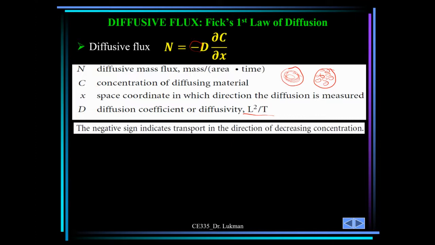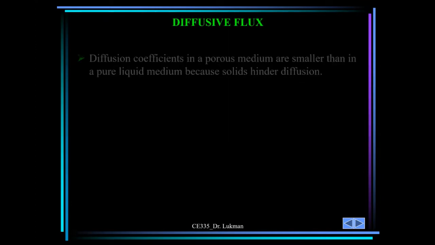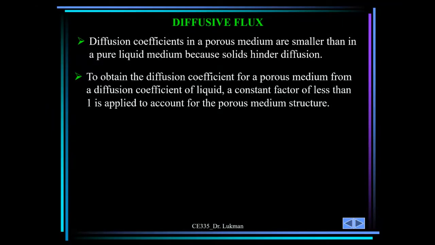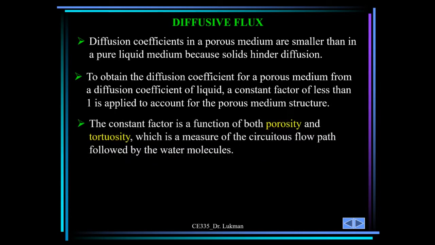So that's why we're saying that the diffusion coefficient, because the higher the diffusion coefficient, the more the transport is affected by diffusion, okay? The porous medium affects the extent of diffusion. When you have a porous medium, it's usually smaller than in pure liquid. And to obtain the diffusion coefficient for a porous medium from the diffusion coefficient of liquid, a constant factor of less than 1 is applied to account for the porous medium structure. Okay, and the constant factor is a function of both porosity and tortuosity. I explained porosity and tortuosity before.